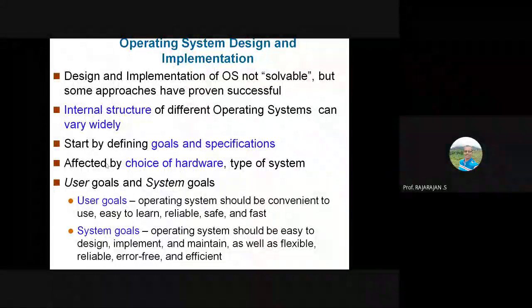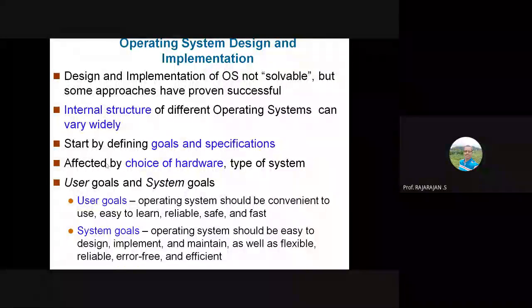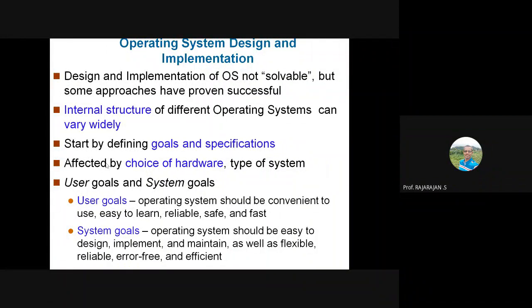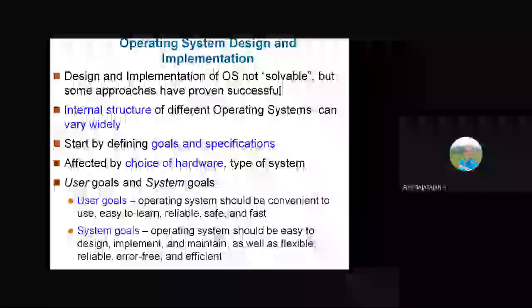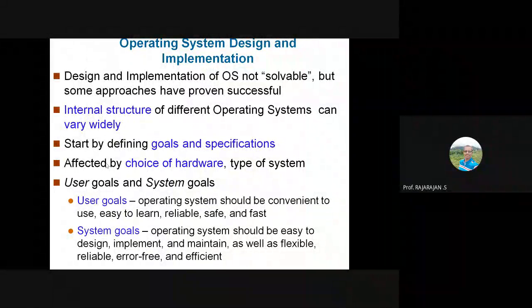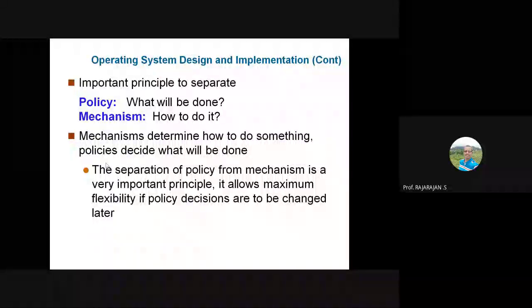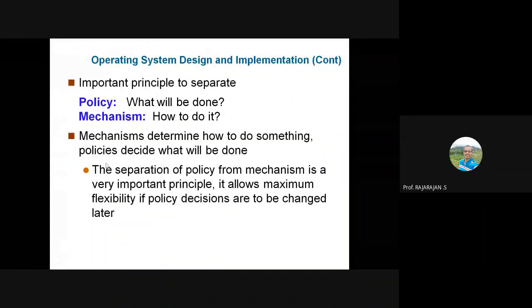User goals are that the OS should be convenient to the user, easy to learn, reliable, safe and fast. Whereas system goals are related to efficiency. The OS should be easy to design, implement and maintain, as well as flexible, reliable, error-free and efficient. So these are two classifications of system goals. And then the policy. So there are two points, policy and mechanism. Policy is what will be done. Mechanism is how to do it.